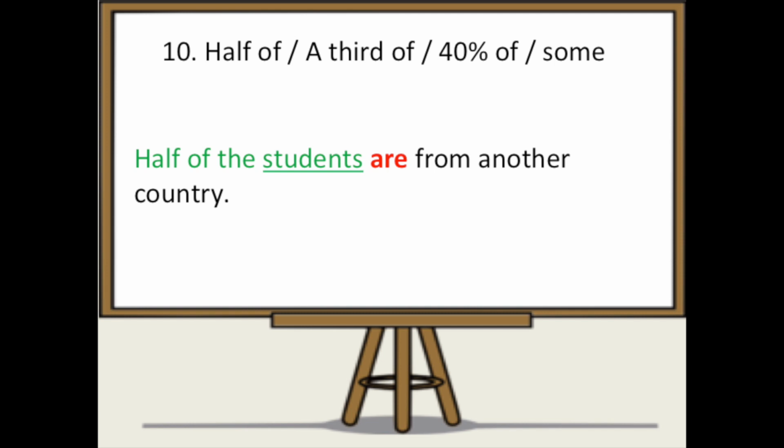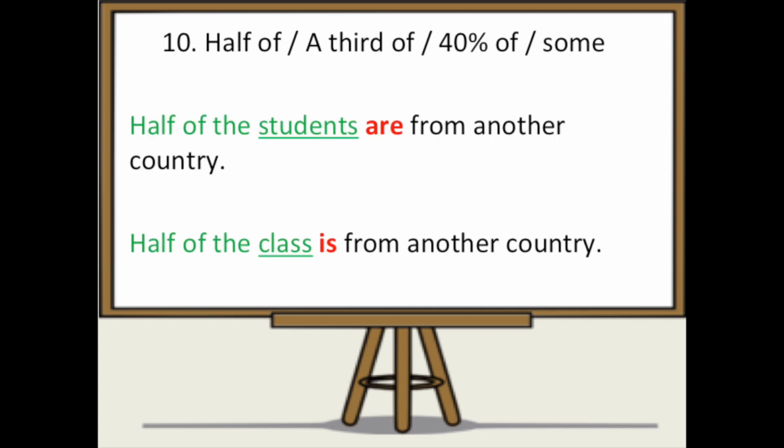Okay, what about this sentence? Half of the class is from another country. So class refers to the unit, one unit. So half of the class is from another country.